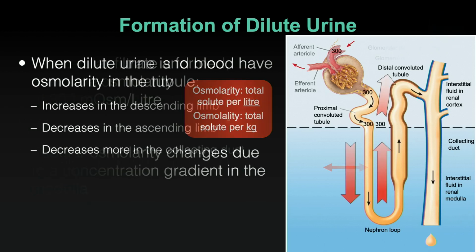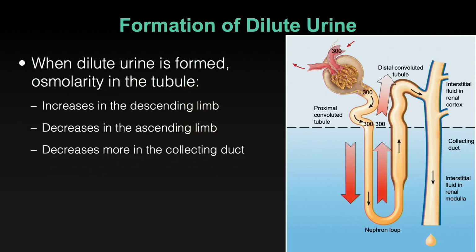In general, tubular fluid gets more concentrated the deeper it goes. As it ascends out of the medulla, it starts to get more dilute, and then it gets even more dilute in the distal convoluted tubule. So osmolarity increases as you go down, decreases as you go up, and decreases further as you leave the medulla.